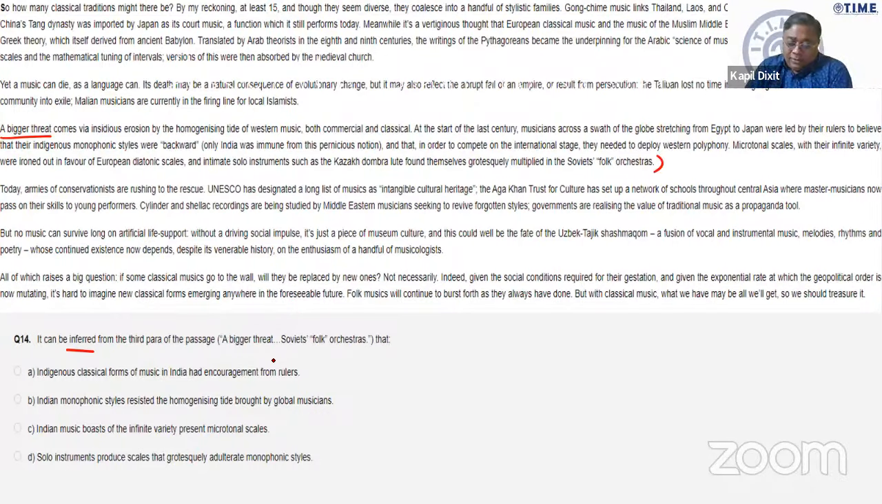Now, in this case, you will mark A as an answer. Indigenous classical forms of music in India had encouragement from rulers.